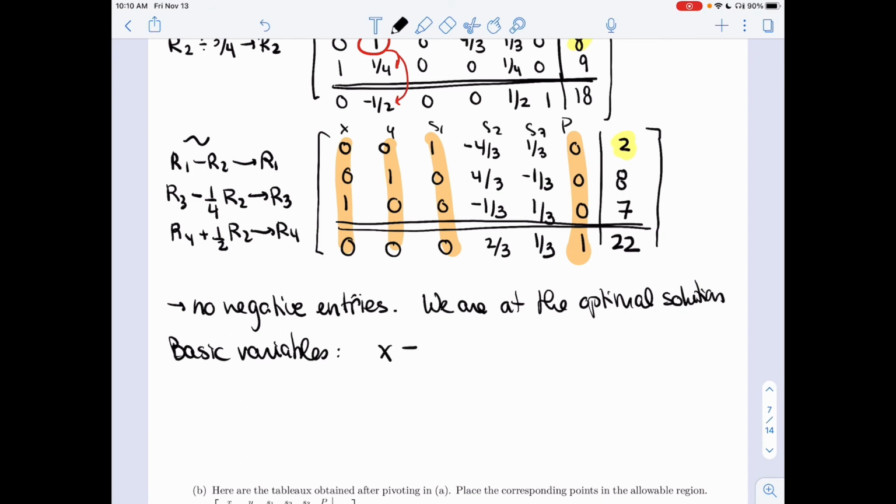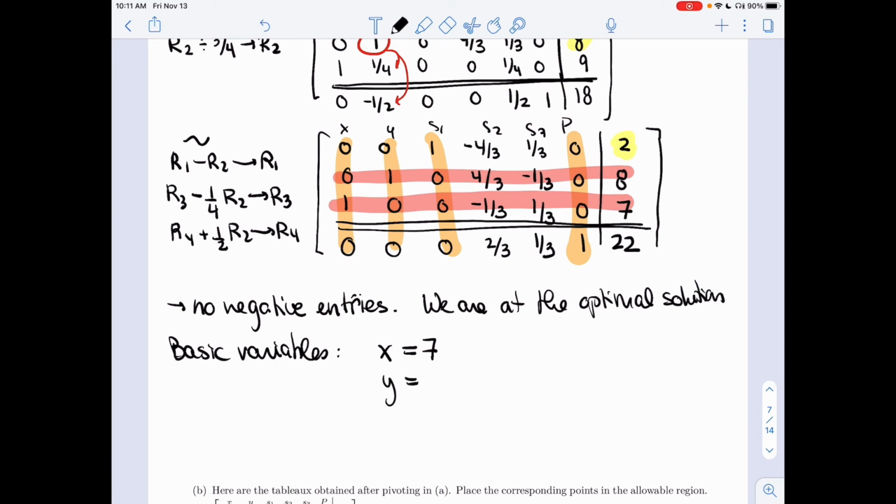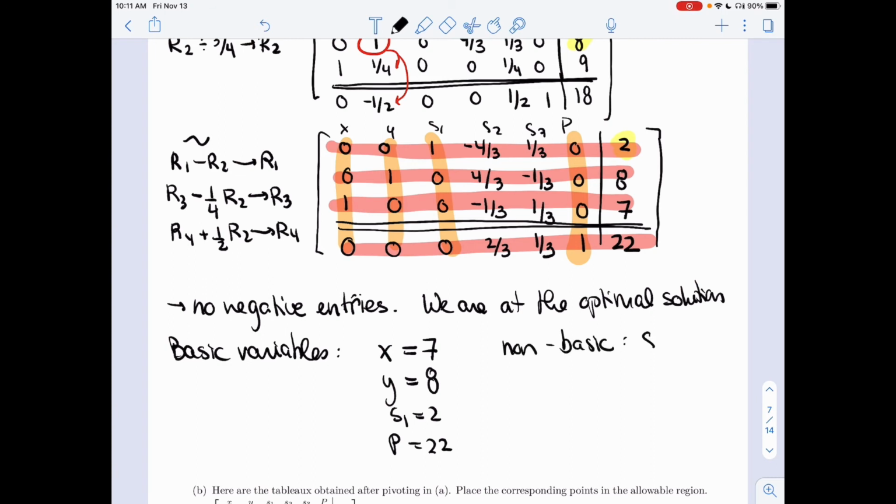So x is the third. I get the value of x from this one. I get 7. I get the value of y from this one, because that's where the 1 is in the y column. So I get y equals 8. S1 is 2. That's from the top column. And the last one is p. P is 22. And the non-basic variables are S2 and S3, which are equal to 0.